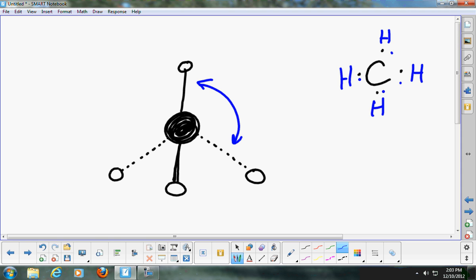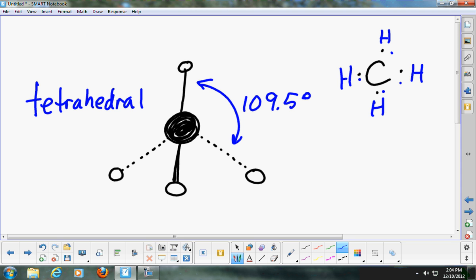108. It's 100 and something. 107. Okay, so it's 109.5. That's a tetrahedral. Okay, tetra meaning 4, right? Yep. Okay, next one up.